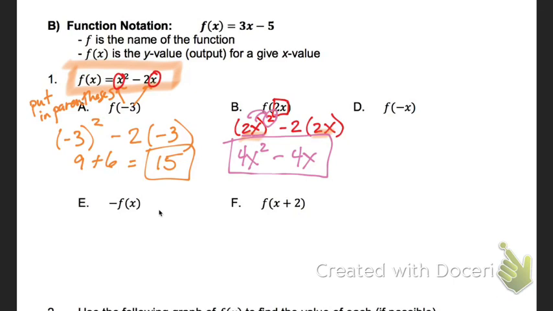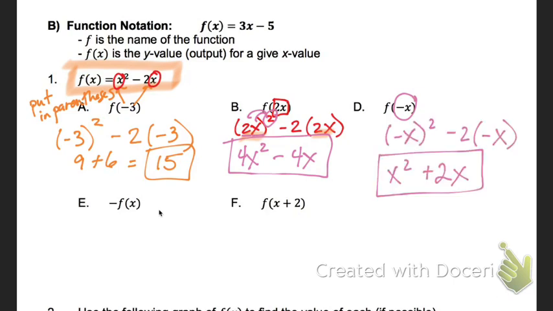Okay, I want you to try D. So you're going to plug in negative x everywhere you see an x, and remember to put it in parentheses. See, it's not that bad.